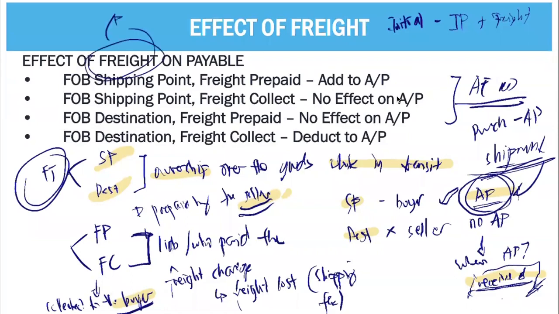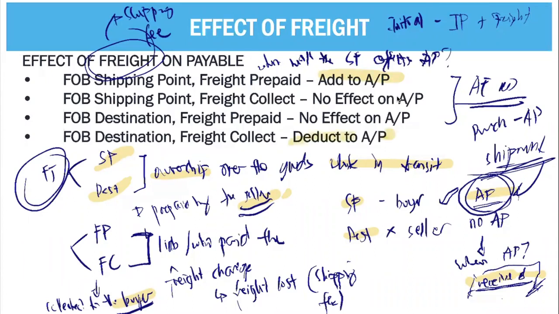Okay. So what is this freight? This is the shipping fee. When will the shipping fee affect accounts payable? Are we clear? When will the shipping fee affect accounts payable? So FOB shipping point freight prepaid adds to your accounts payable. FOB destination freight collect deducts from your accounts payable.